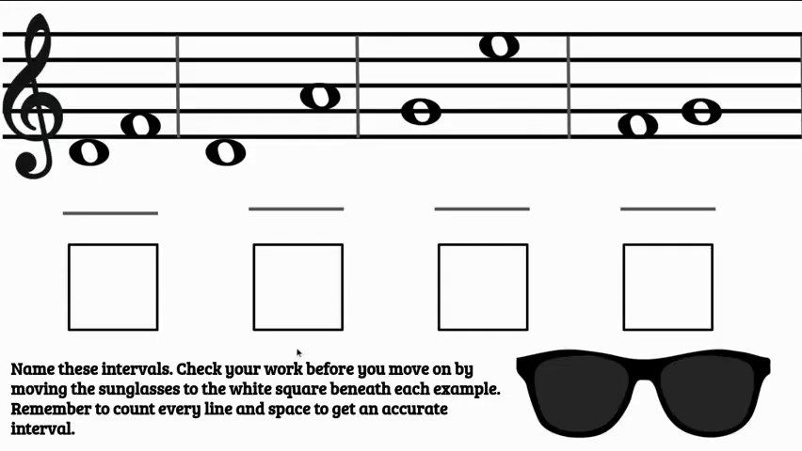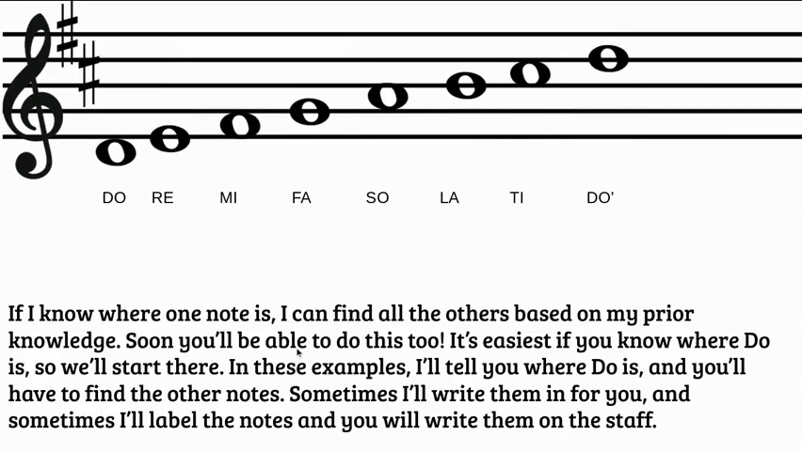On this one, you're going to have a chance to practice. I just wanted you to look at this. If you know where one note is, if I even know where so is, I can find all the other ones by going up or down one. I know it's do, re, mi, fa, sol, la, ti, do. So one up from so is going to be la. One up from la is going to be ti. And one up from ti is going to be high do.